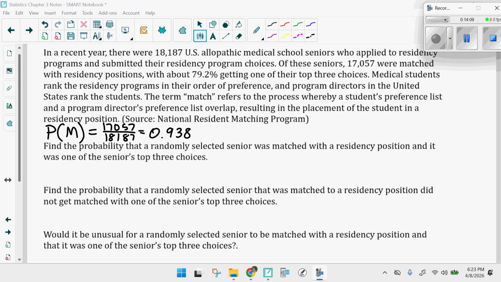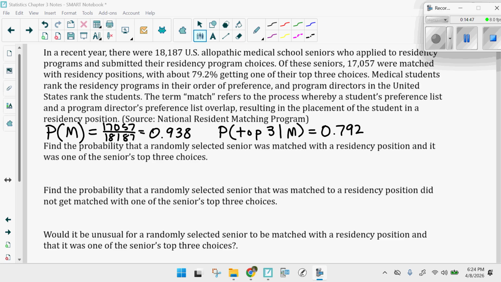So of those seniors, 17,057 were matched with residency positions, with about 79.2% getting one of their top 3 choices. So the probability of somebody getting a top 3 choice, given that they were matched, is 0.792. So it goes on to say that students will pick their top 3, and then if the school picks them, they will match each other. And that's where the preference list of the school matches the preference list of the student, and that's how they get matched to that top 3 placement.